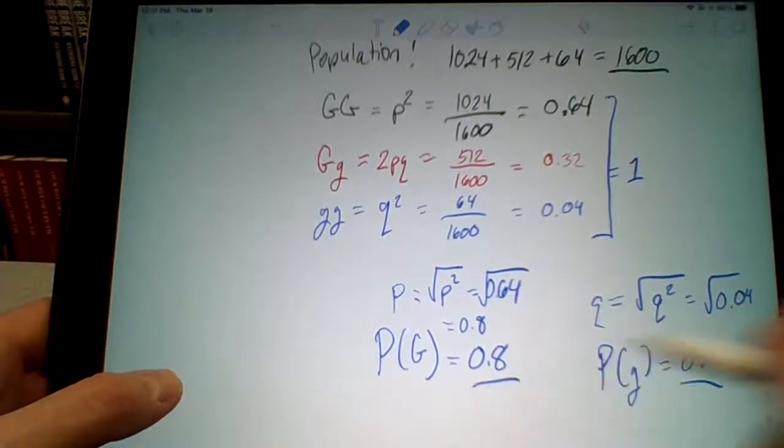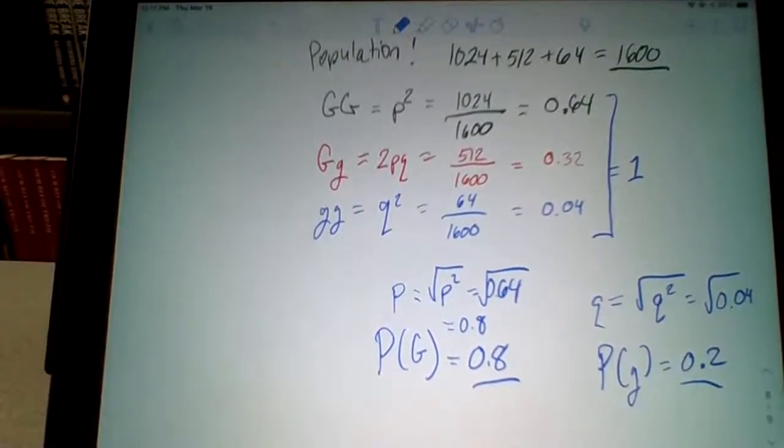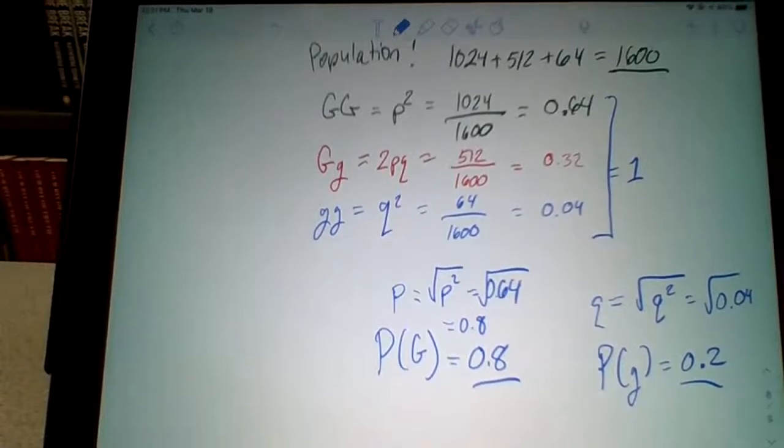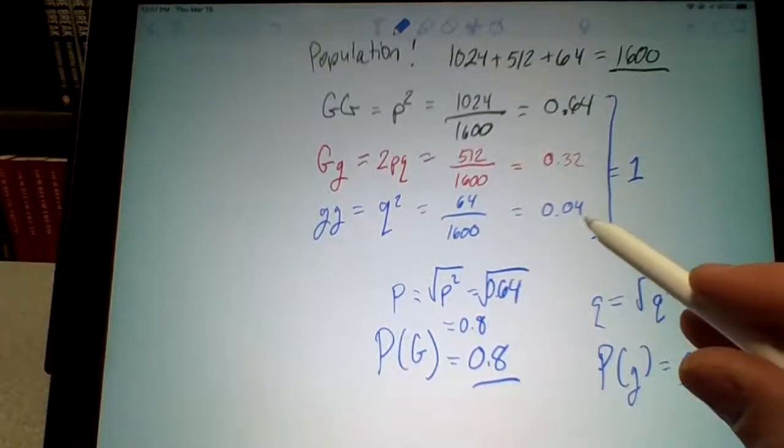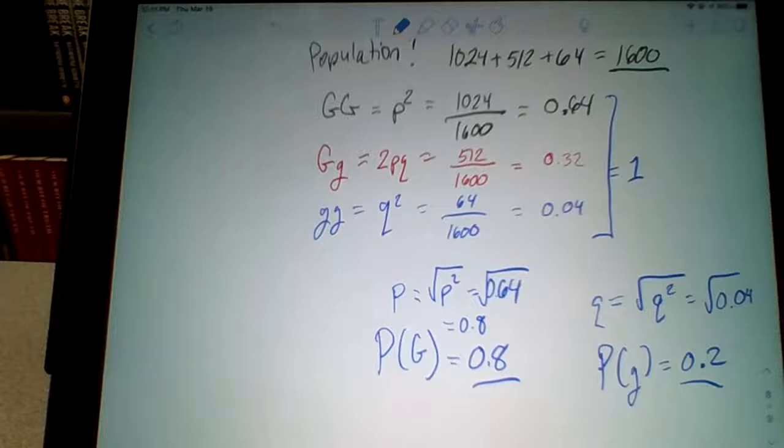So this is always the fun part, is that you do all these calculations and then you find out that it's actually a pretty high number, right? 20% of the population is carrying this recessive gene. But in the visible population, only 4% have that trait.